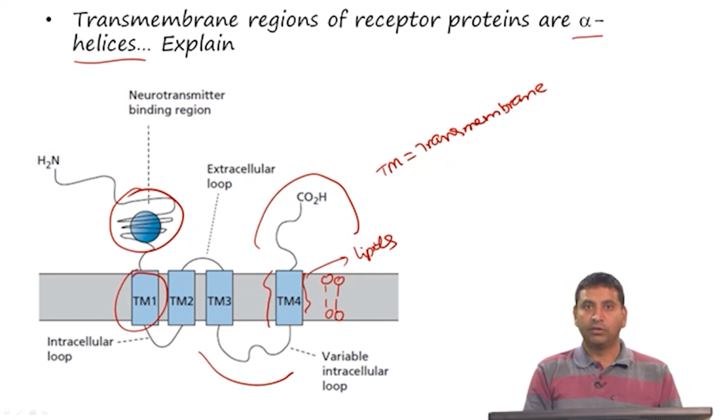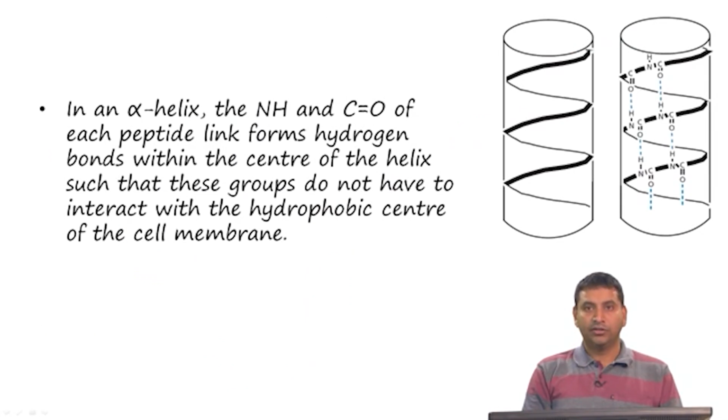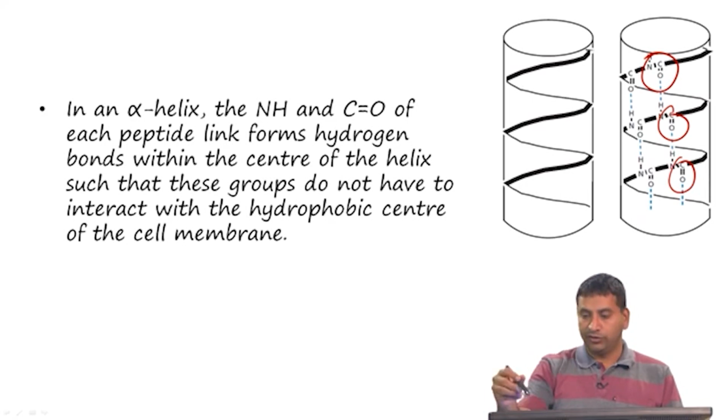With this in mind, let us look at the structure of an alpha helix. An alpha helix basically has a peptide region where it forms hydrogen bonds within the center of the helix, such that these groups do not have to interact with the hydrophobic center of the cell membrane. If you see here, they have hydrogen bonding regions over here, which results in a very regular arrangement.